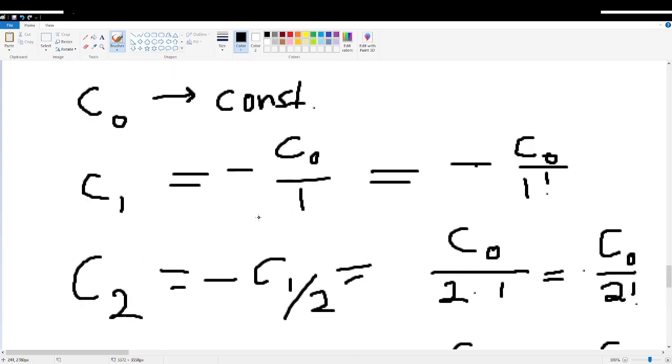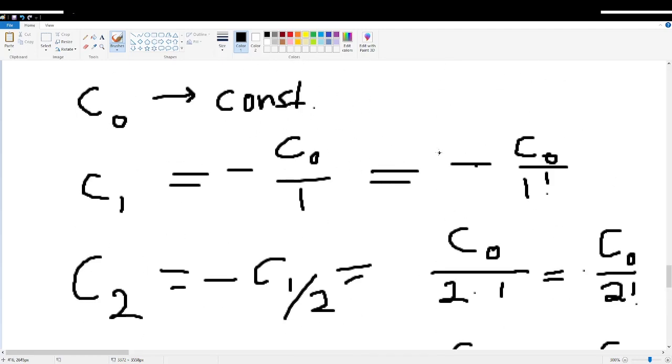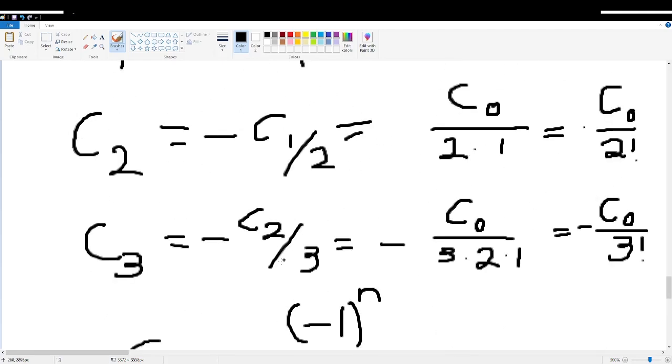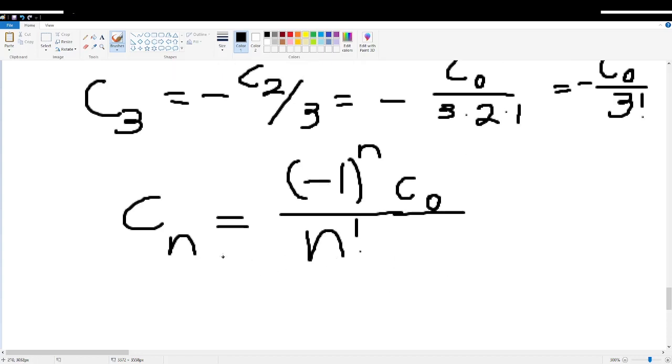So let's just do a quick sanity check. 1 should be negative, and -1 to the first power is negative. But 2 should be positive, and it's positive. We already decided that it was going to be n factorial down here, so we make it n factorial. And one more factor we're missing is, of course, C0. So we've solved for Cn. But in fact, that means we've solved our problem.